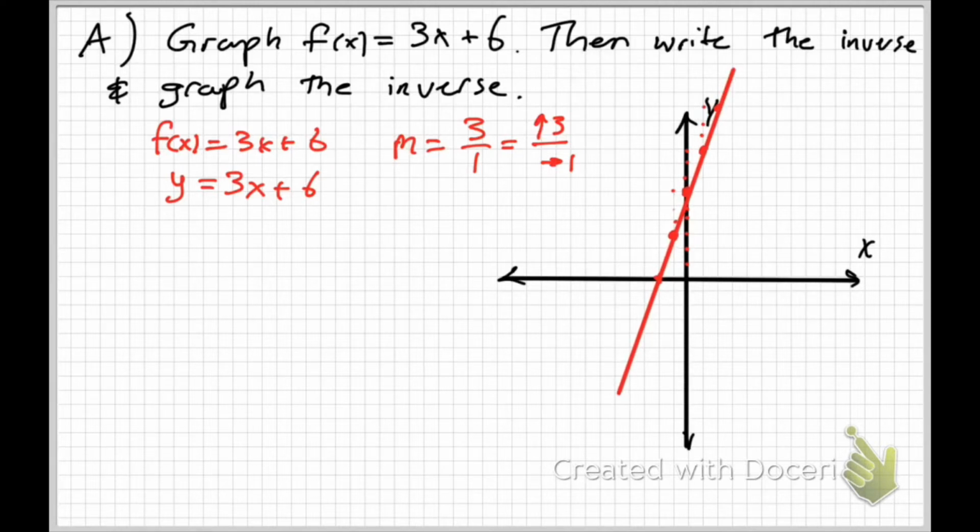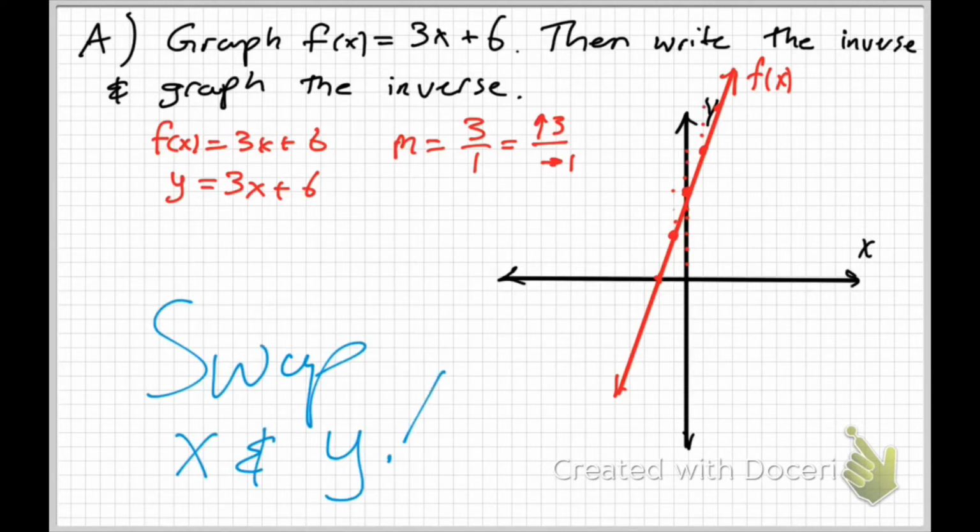So there is my linear function. I'm going to go ahead and label that as well and say that's f of x. That's my original function. But now let's solve for the inverse function. Remember, this is where we swap the x and y. I swap x and y, and then I solve for y.